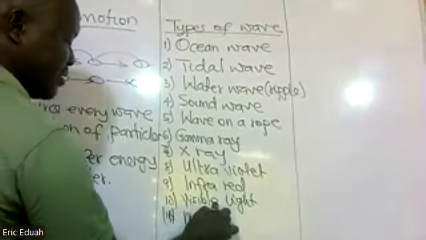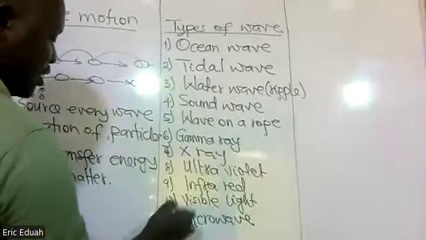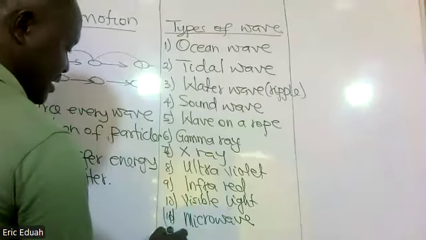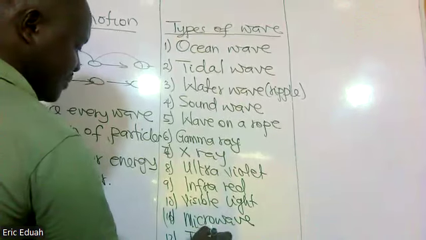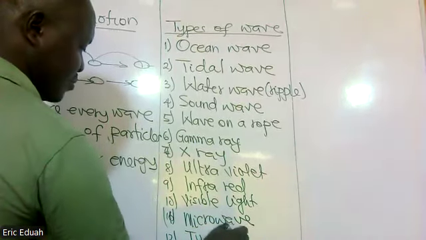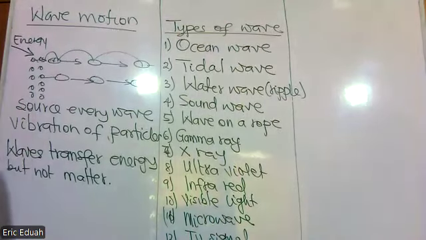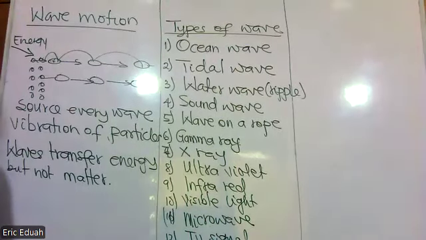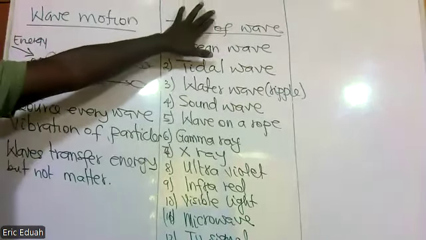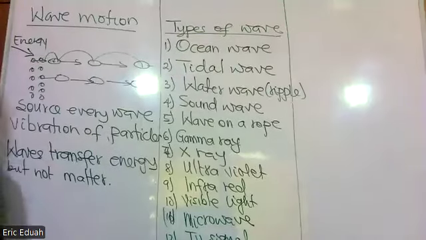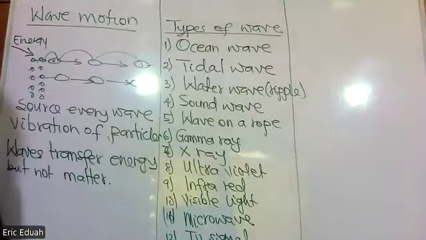microwaves, microwave for long distance communication, TV signals, then other waves as well. Okay, so these are different types of waves. And we even have some other examples as well.